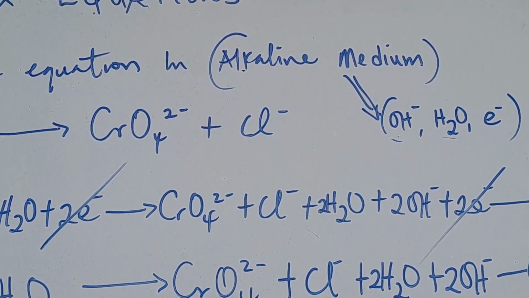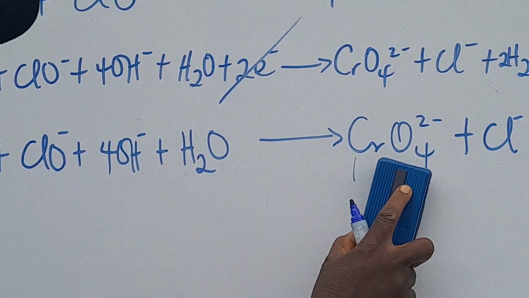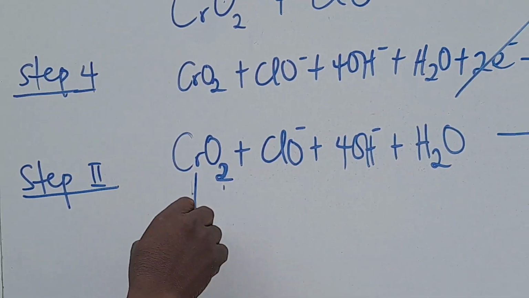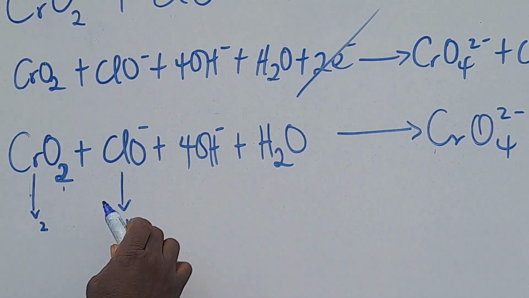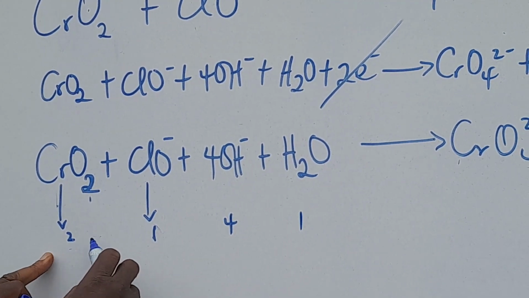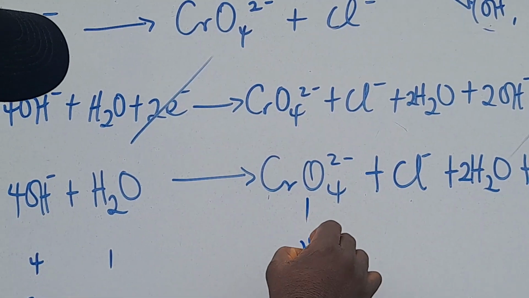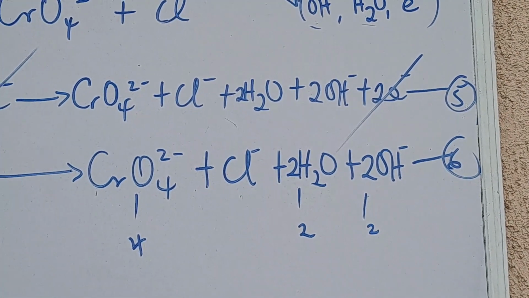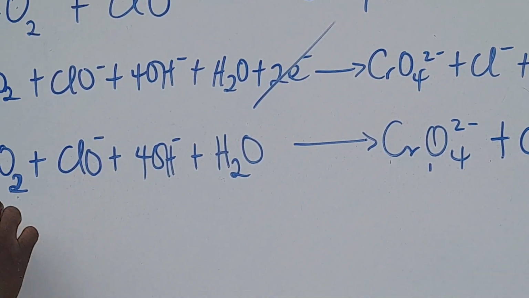No, 1 oxygen here. Okay, let's check again, quickly check. We have 2 oxygen, we have 1 oxygen. That's 1. We have 4, and we have 1, 2 plus, that's 7, that's 8 total oxygen. Then we have 4, then we have 2, then we have 2. That's 8, correct? My oxygen is also balanced. My oxygen is balanced.